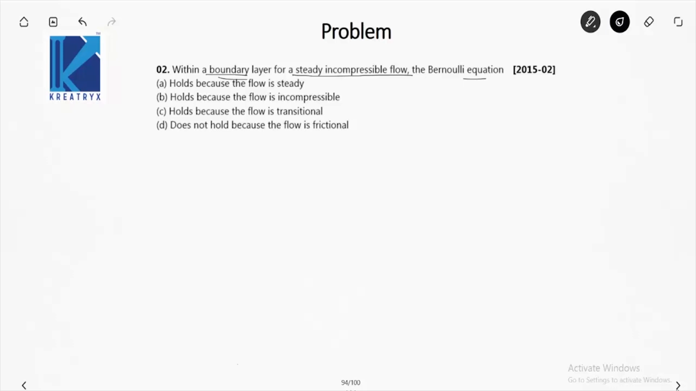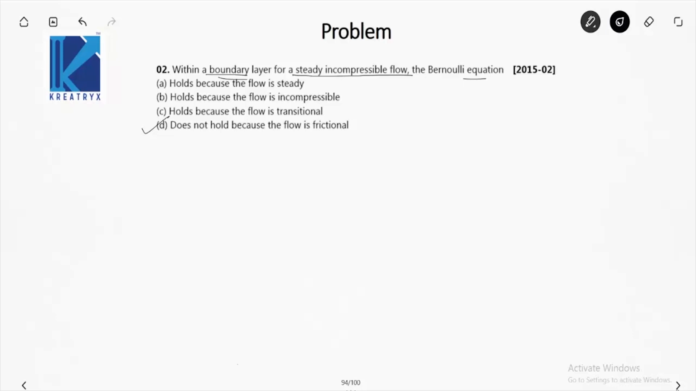Okay, you know this, and the flow is viscous due to which the boundary layer develops, and as viscosity is present, frictional losses are also present, and therefore Bernoulli's equation cannot be applied. So D will be the option. And I must repeat that Bernoulli's equation is applicable only for inviscid fluids, steady and incompressible flow.